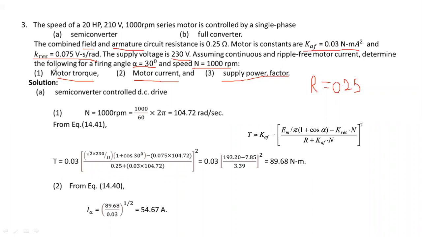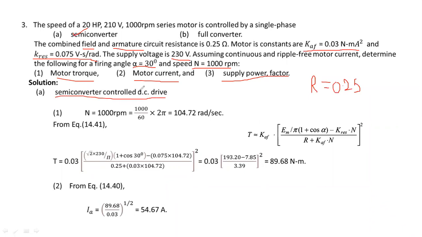We have to calculate these three parameters for semi converter. When the semi converter is feeding this series motor, what will be the motor current, motor torque, and input power factor? This is the first case. And the second case, when this series motor is fed by the full converter, then what will be the motor torque, motor current, and input power factor? So these two cases we need to calculate.